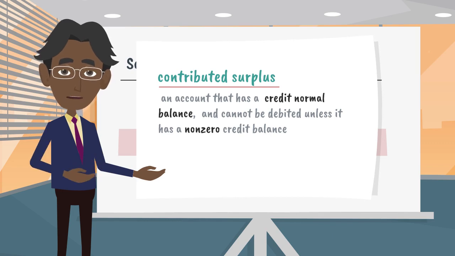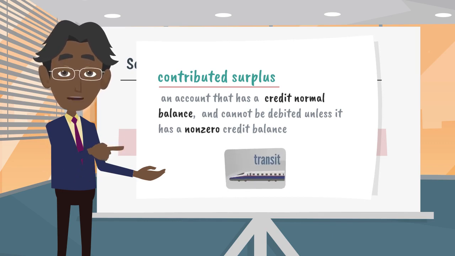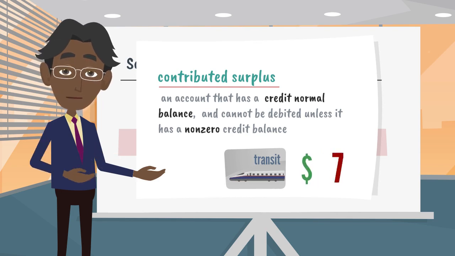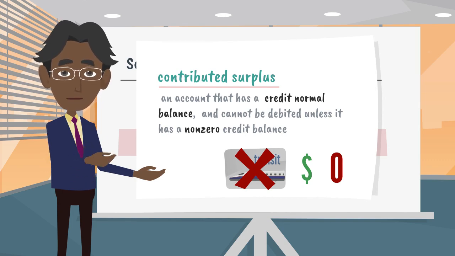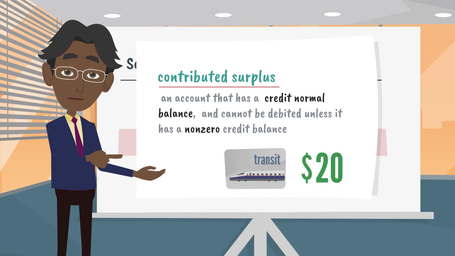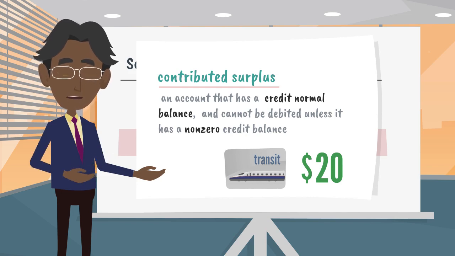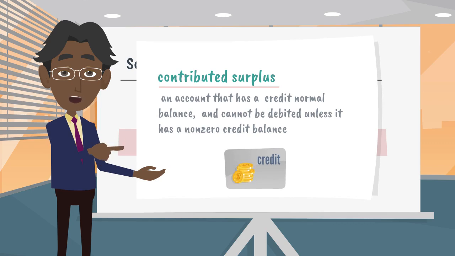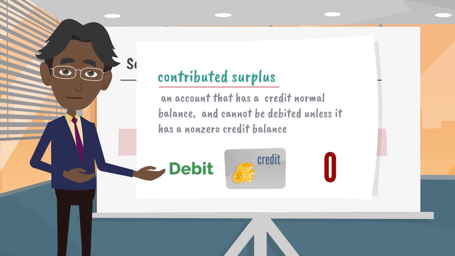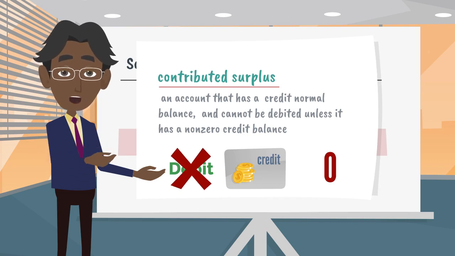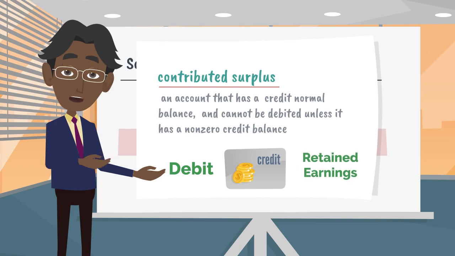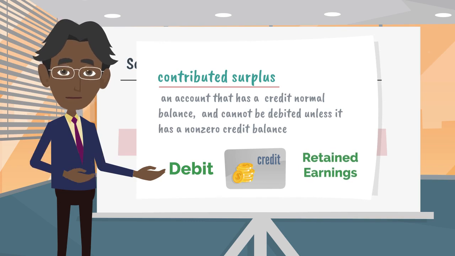Think of the contributed surplus account like a reloadable transit card. Although you can add any amount of money you want to the card, you can't use the card if your balance hits zero. You need to add money to it first to be able to use it again. Contributed surplus works in the exact same way. If the credit balance is large enough, then you can debit it until the balance becomes zero. After that, you cannot keep debiting it. Further debit amounts come out of retained earnings because there is no more surplus cash available to draw from.